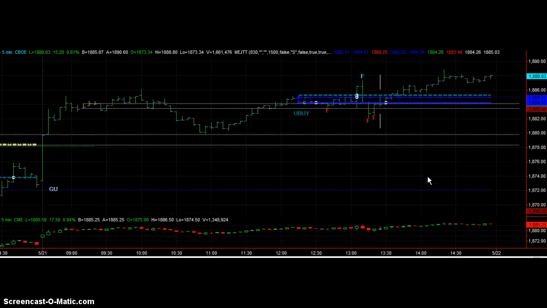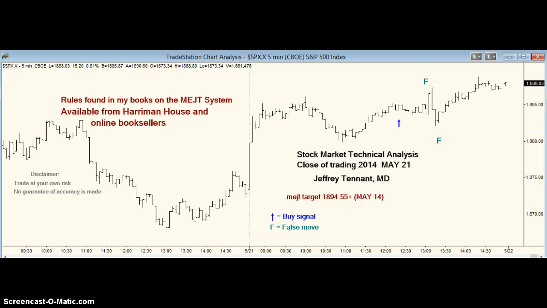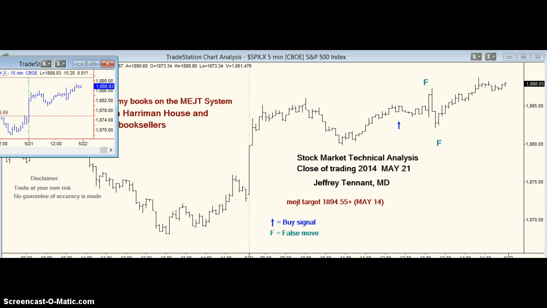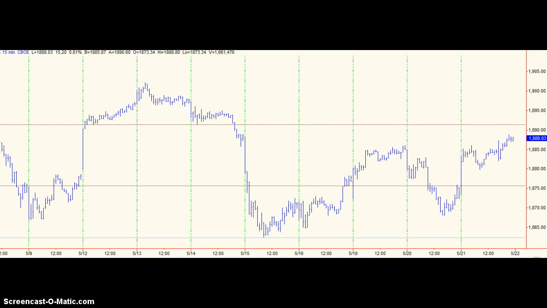If there were any unfilled targets, there'd be a white number right here, but there aren't, and that tells us mejt doesn't have a call for tomorrow. When mejt doesn't have a call, I'm forced to rely on other stuff, which I don't like to do, but here goes. This is a pattern I've talked about previously called a diamond on stilts.